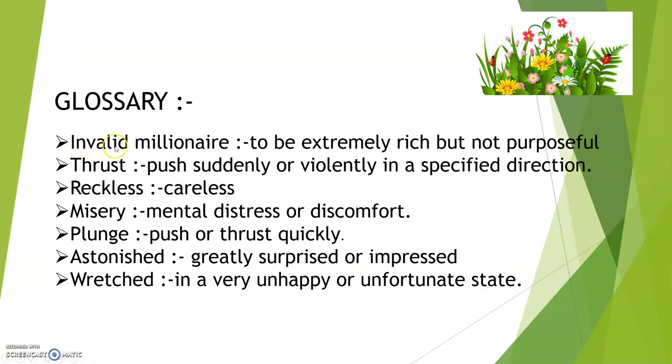You've got invalid millionaire. Millionaire is what? To be extremely rich but not purposeful. Then thrust is push suddenly or violently in a specified direction. Reckless, careless. Misery is mental distress or discomfort. Plunge is push or thrust quickly. Astonished is greatly surprised or impressed. Wretched is in a very unhappy or unfortunate state.